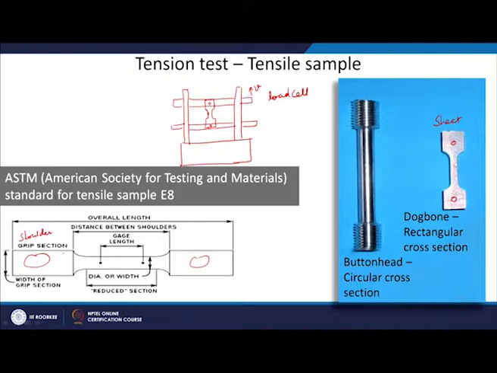So, by reducing the cross sectional area, the deformation will be concentrated in the gauge section only, and there will be a gauge length, which you can call something like L naught for argument's sake, and then you will have some diameter or width. Diameter if it is a round, circular cross section, and width if it is a rectangular cross section, and this is the distance between the shoulders.